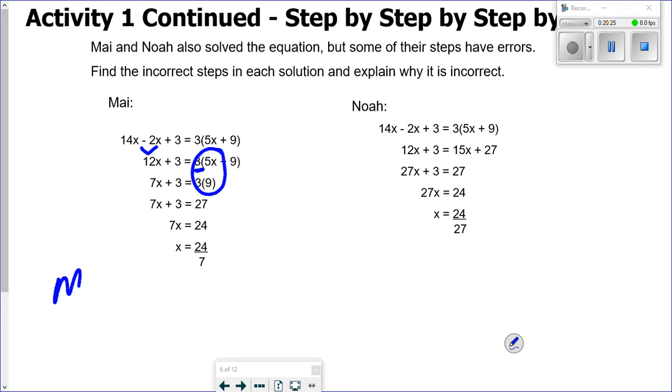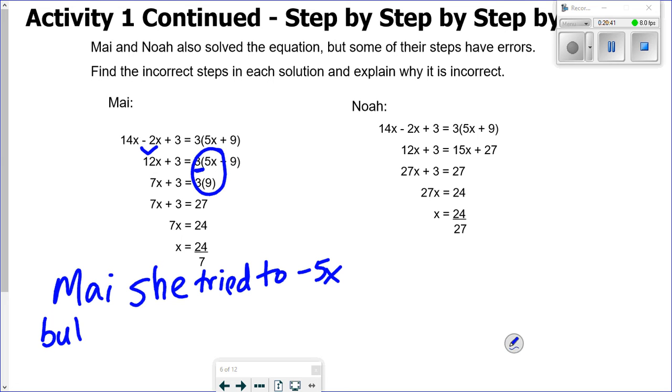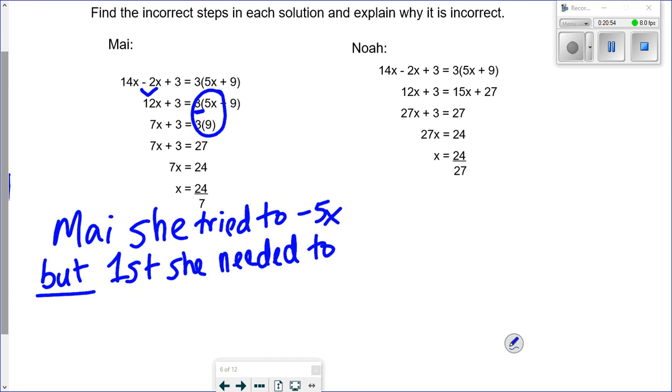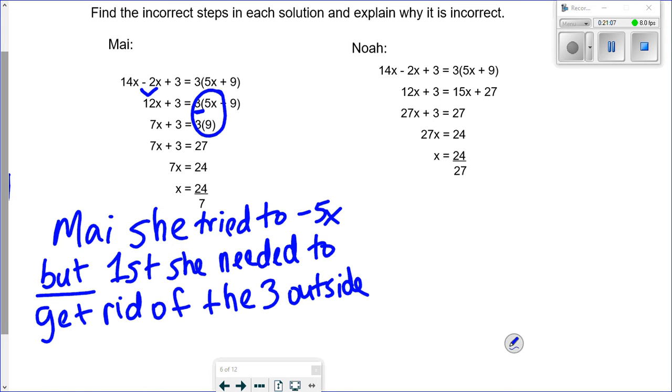So Maya's mistake was she tried to subtract 5x, but first she needed to get rid of the 3 outside of the parentheses.